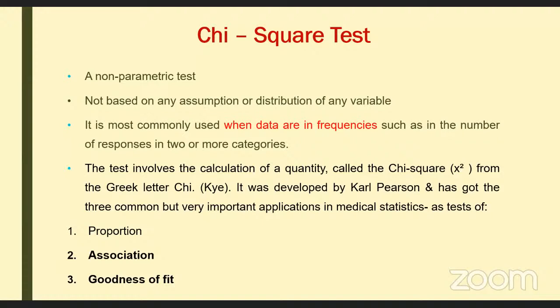You have some observed values and expected values, and we check from the goodness of fit whether it fits the established theory or not. The examples are given in BK Mahajan's Methods and Techniques of Biostatistics and Statistics at Square One also. You can refer to those books. Okay, so I hope I have cleared your doubt.